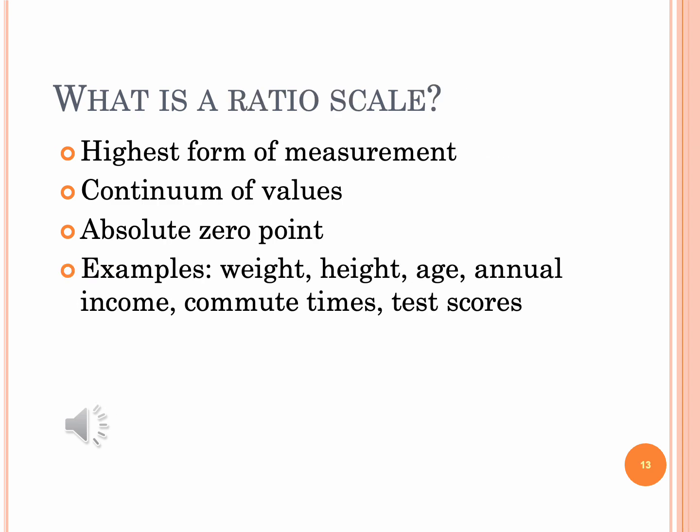Lastly, we have the ratio scale. It's the highest form of measurement. It's also a numerical value that exists on a continuum. We can have an absolute 0 point, meaning that when the value is 0, that specific variable doesn't exist, or the absence of it means the absence of that variable. Examples are weight, height, age, annual income, commute times, and test scores, and there are many other examples.